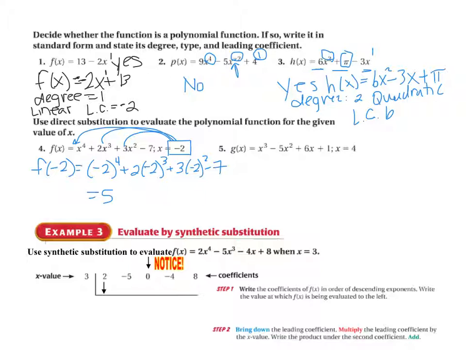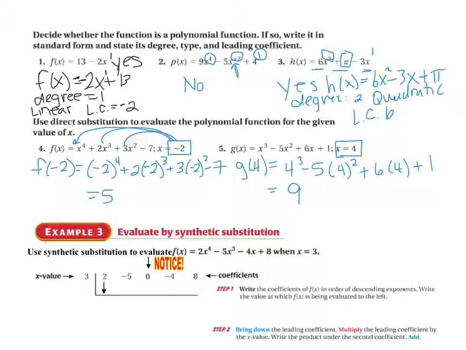So now let's go ahead and look at number 5. Now we're just going to take the number 4 and plug it in. So it'll be g of 4 is equal to 4 to the 3rd minus 5 times 4 to the 2nd plus 6 times 4 plus 1. So go ahead and put that in your calculator. And we should get 9.